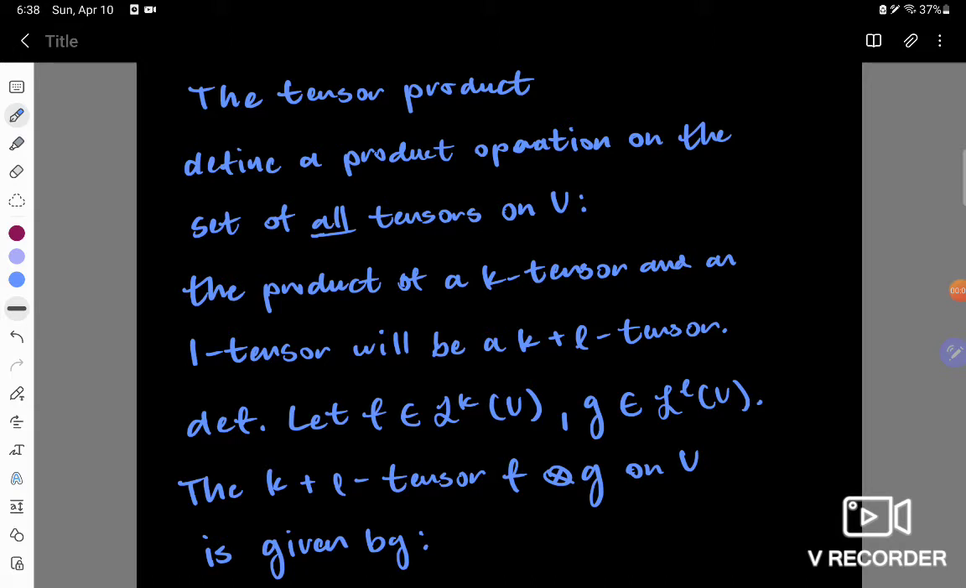And in this video, as you can see at the top, we are going to be taking a look at the tensor product. So the tensor product is going to be a product operation on the set of all tensors on a vector space V. Note that not just k-tensors or tensors of the same order, but in fact it's an operation defined on all given tensors that one can construct on a vector space. And we will take a look at it.